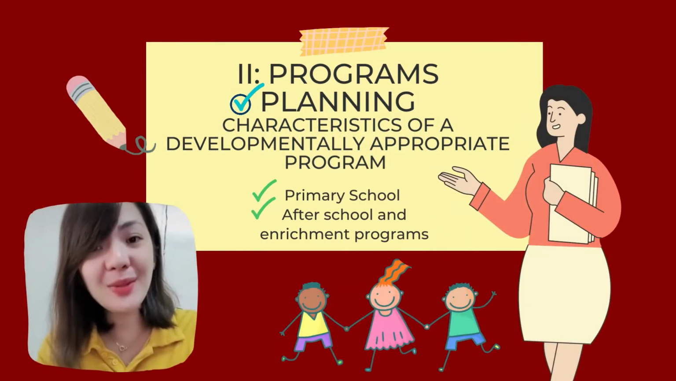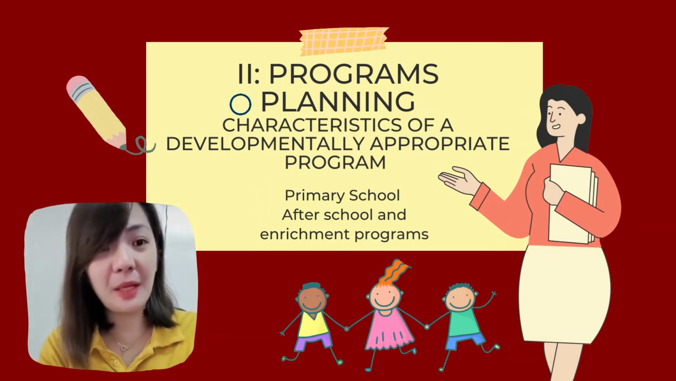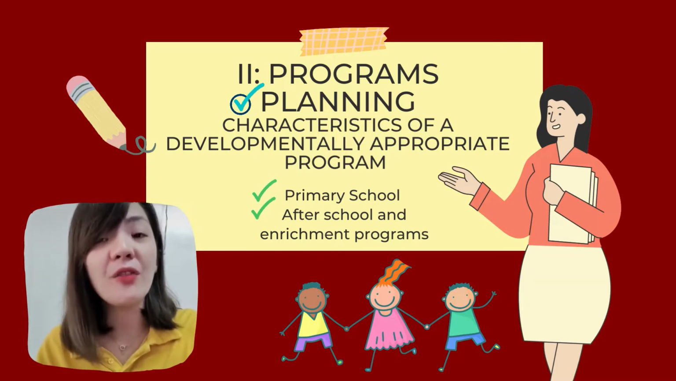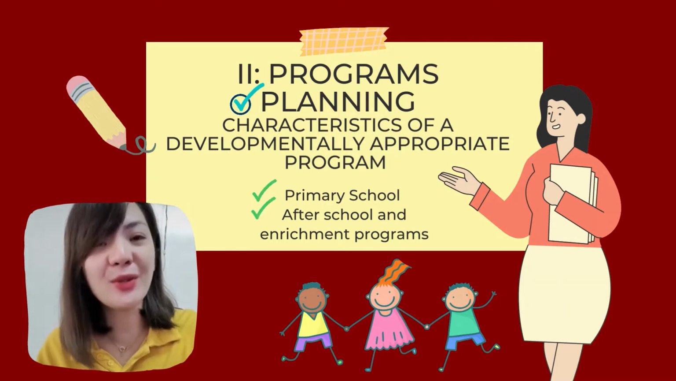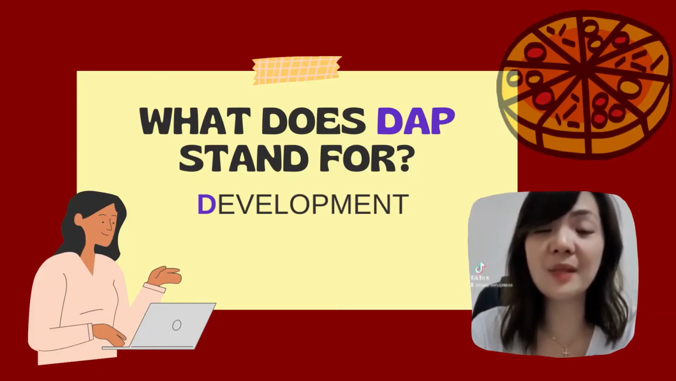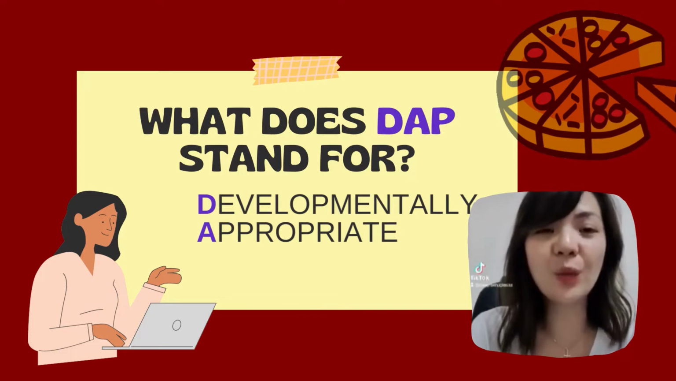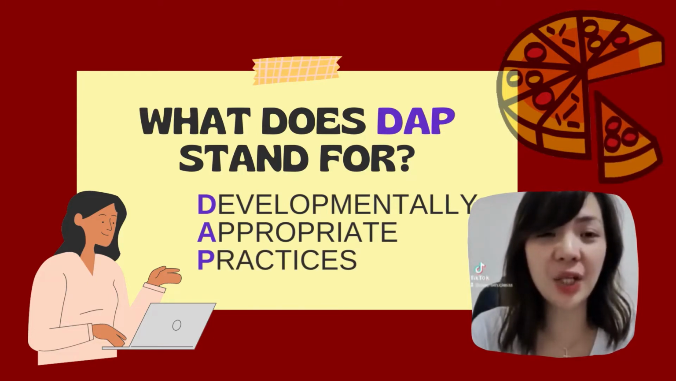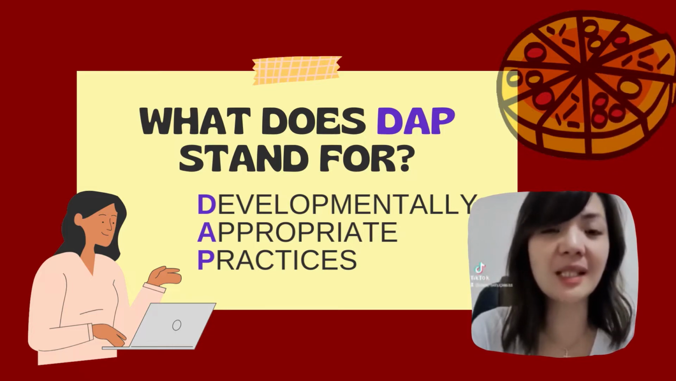And for the Phase 2 topic under Program Planning in Primary School Children, I am here to discuss the characteristics of a developmentally appropriate program of primary school and after-school enrichment programs. What does DAP stand for? DAP is also known as Developmentally Appropriate Practices. These are the early learning standards and practices in early childhood.